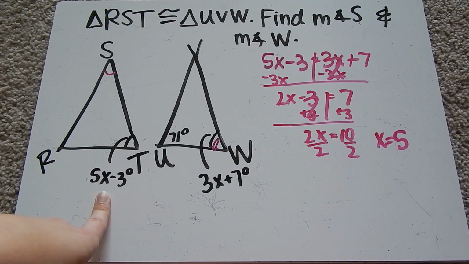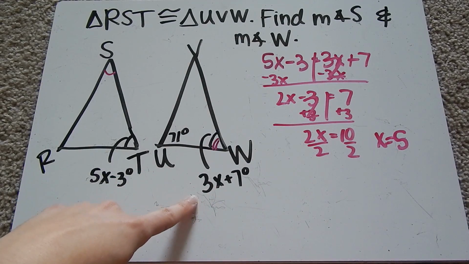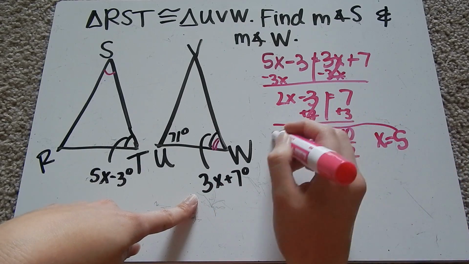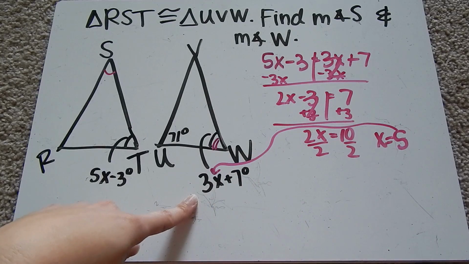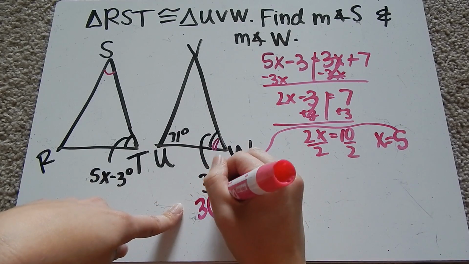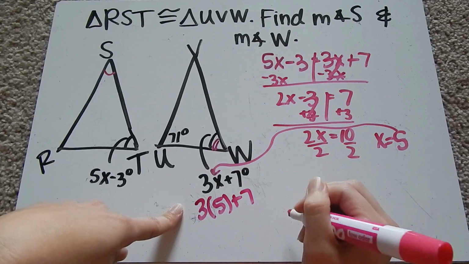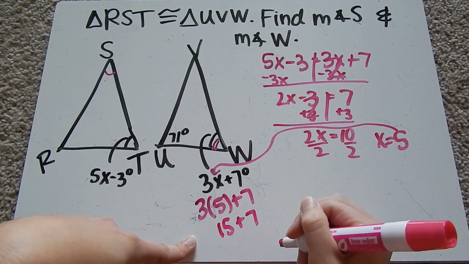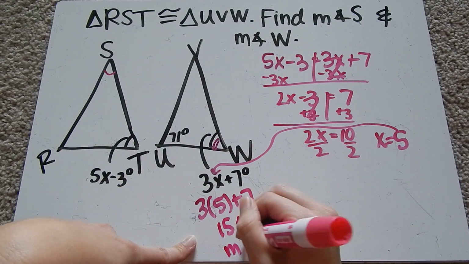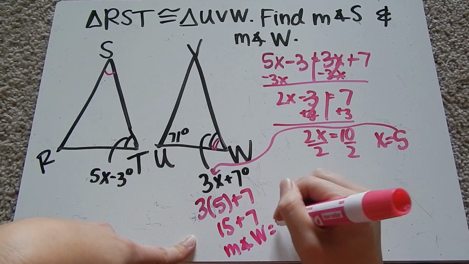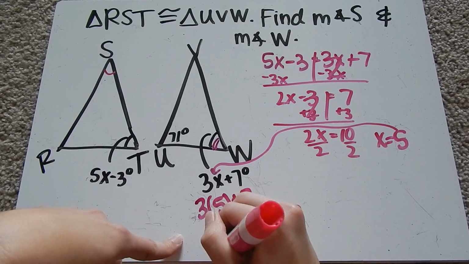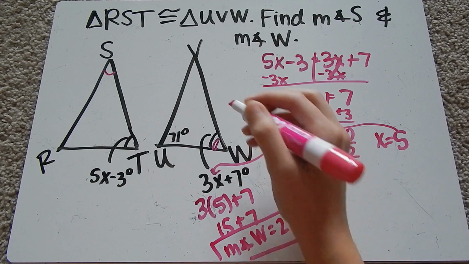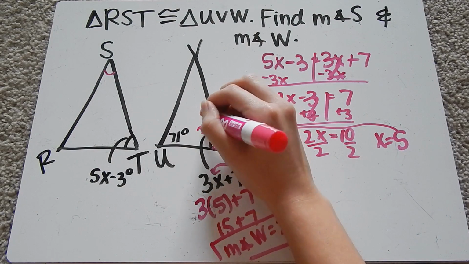Remember, it didn't ask for x, it actually asked for W. So W is 3x plus 7. We found x was 5, so I'm going to plug in 5 for that x. So 3 times 5 plus 7. That's going to be W. That's 15 plus 7. And so the measure of angle W is 22 degrees.